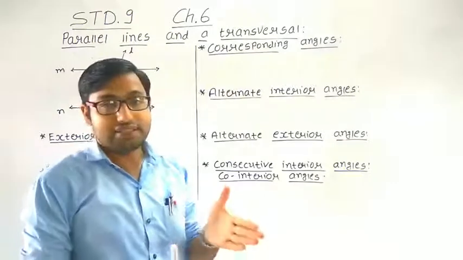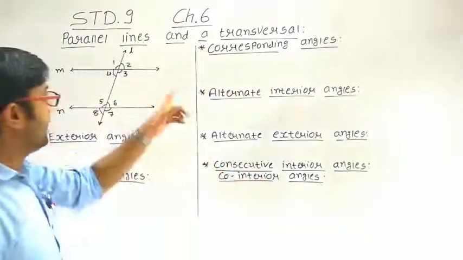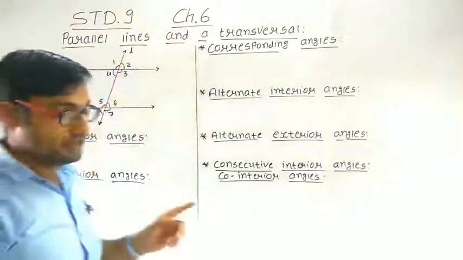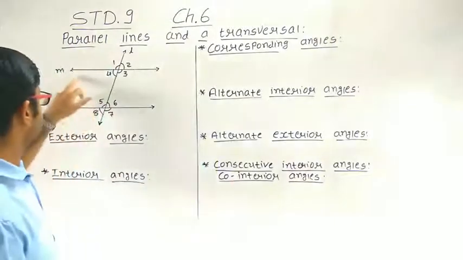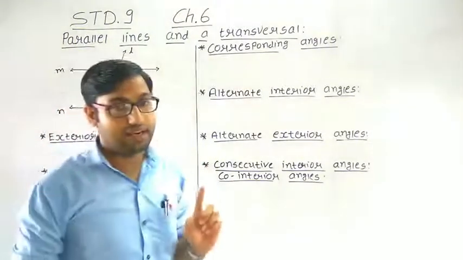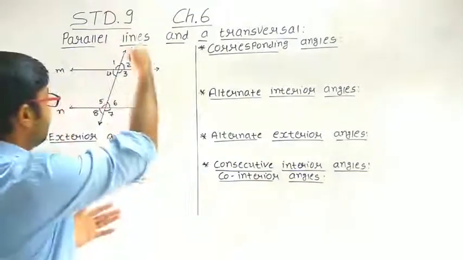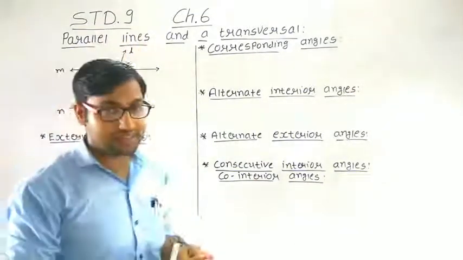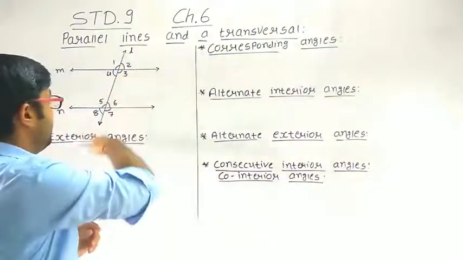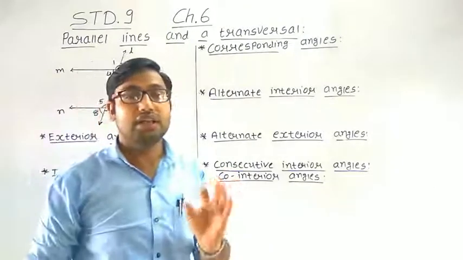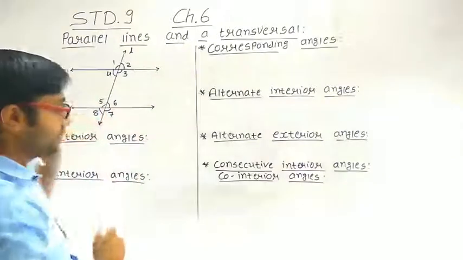A transversal is nothing but a line. But which kind of line? The line which intersects two lines is called the transversal. Let us suppose there are two lines M and N that are parallel to each other, and a third line L that intersects both the lines M and N. Then this line L is called the transversal. So this is two parallel lines and one transversal.